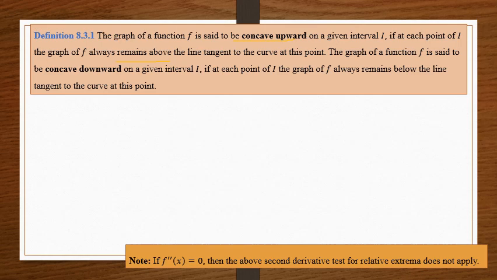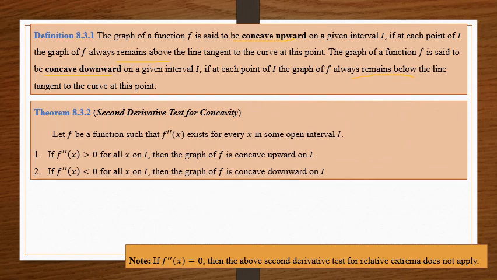The graph of f is said to be concave downward naman on a given interval I, if at each point of I, the graph of f always remains below. Basta concave downward, yung graph ng function natin always remains below the line tangent to the curve at this point. So, madali lang. Concave upward, which means remains above. And then concave downward naman, yung graph ng function natin always remains below the line tangent to the curve at this point.